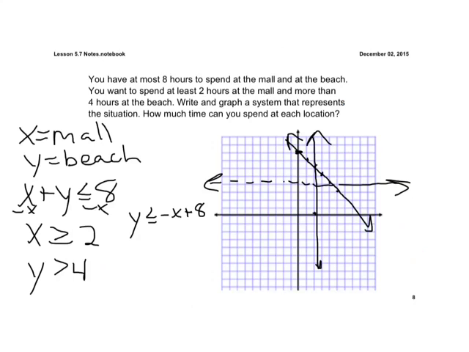Now we need to shade. Okay, we need to shade. That first one is less than our diagonal line. Okay, so let's go back to our diagonal line. We know that needs to be shaded below that line. So we're shading over here below our diagonal line.